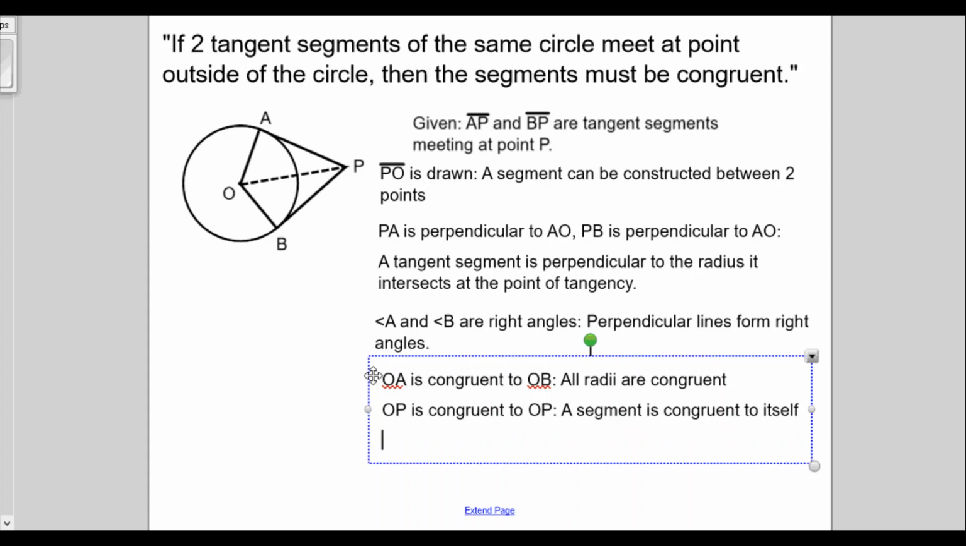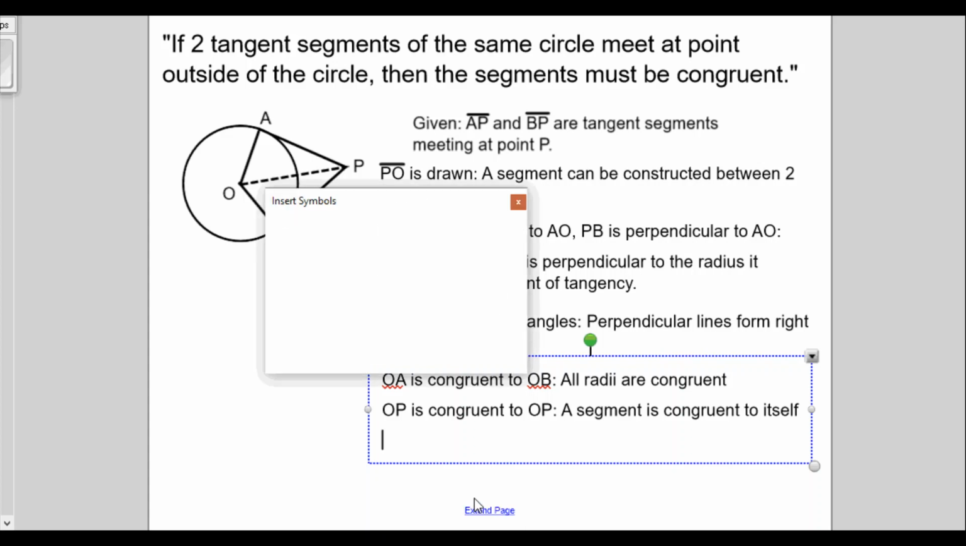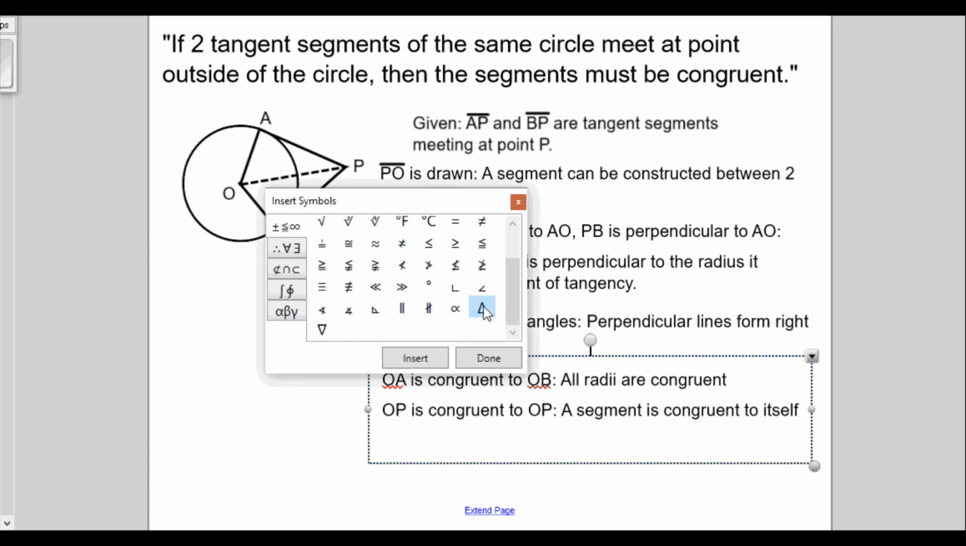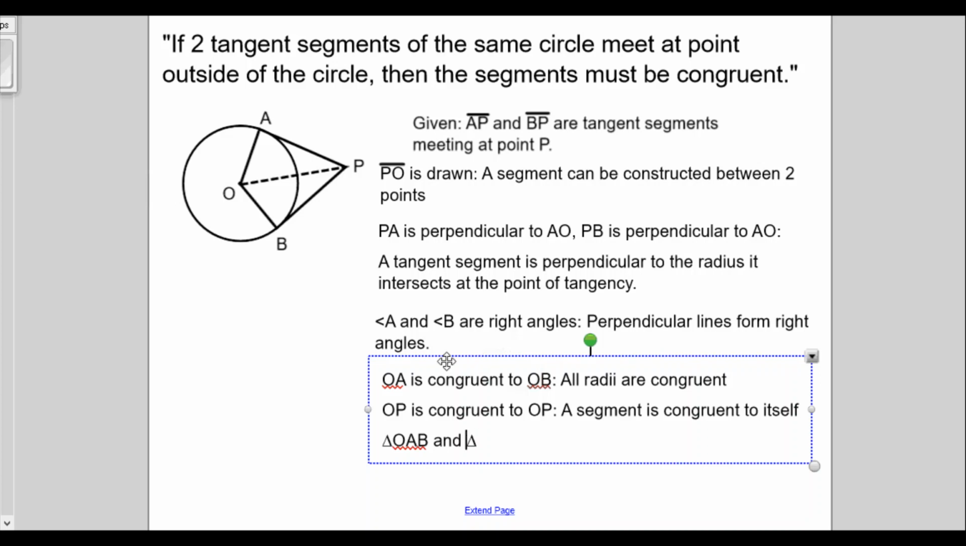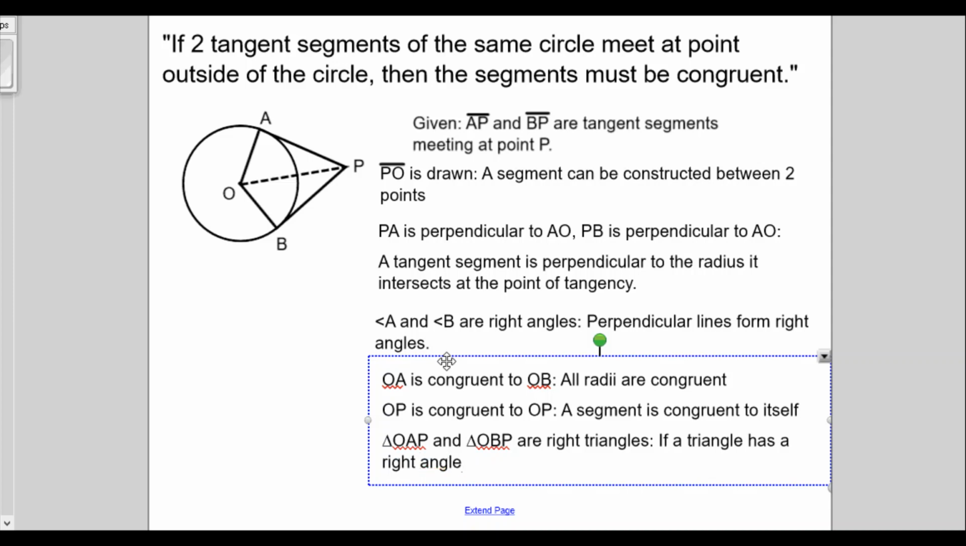And now, one last thing. We know in this case that triangle OAP and triangle OBP are right triangles. I'm going to pull that triangle symbol up here, because I'm running out of space. Again, I'm rushing through this. And our reason: if a triangle has a right angle, then it is a right triangle.